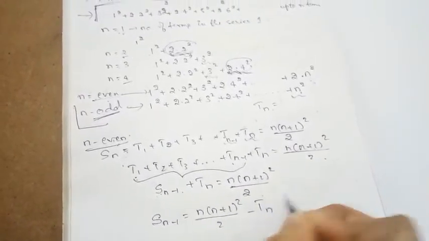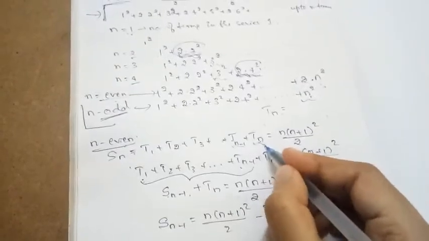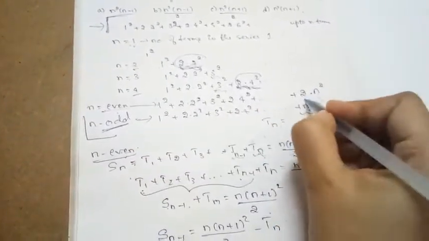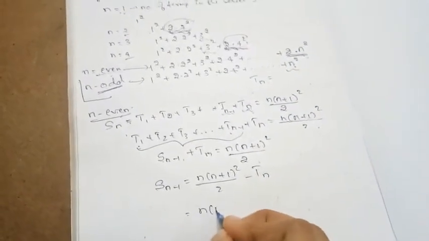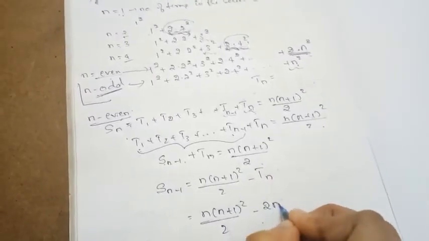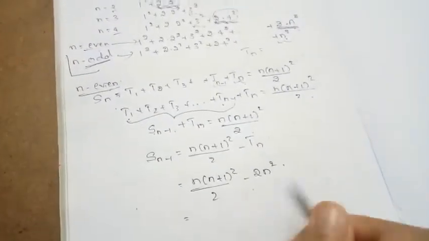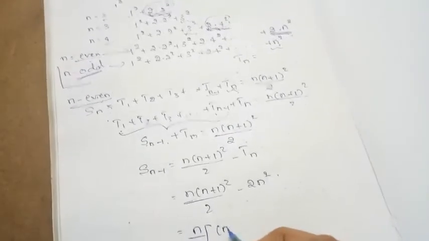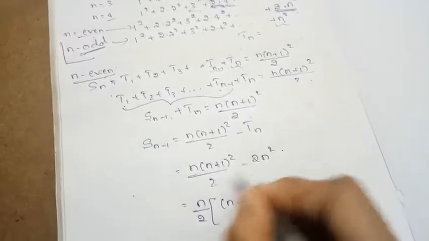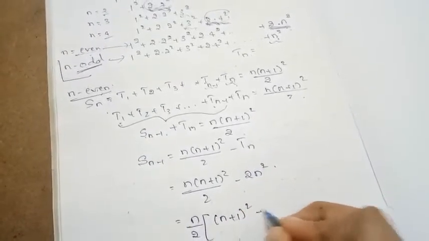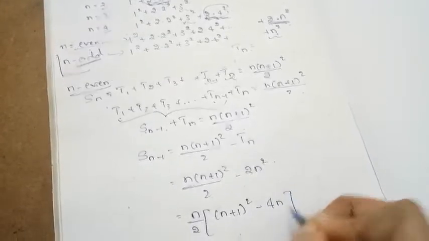So Sn minus 1, taking Tn to the RHS, we are going to get minus Tn. So here n is the even number. So what is the last term when n is even? You can see here it is nothing but 2 into n square. So the last term will be 2 into n square. Now taking the LCM and 2 common outside, it becomes n plus 1 whole square. LCM is 4n square. So I have taken already n common outside, it becomes 4n.